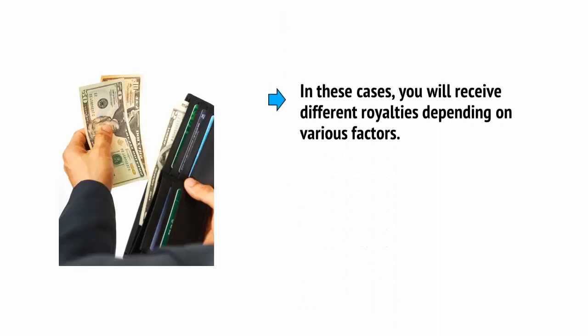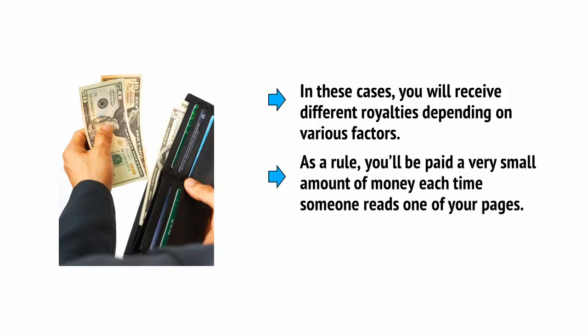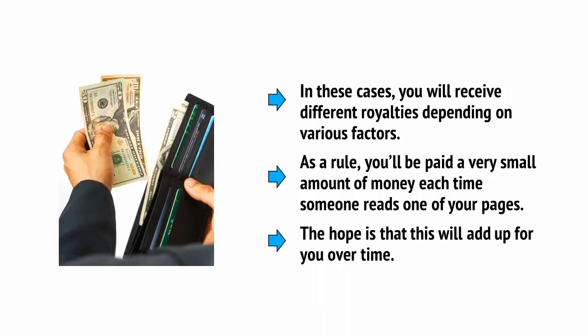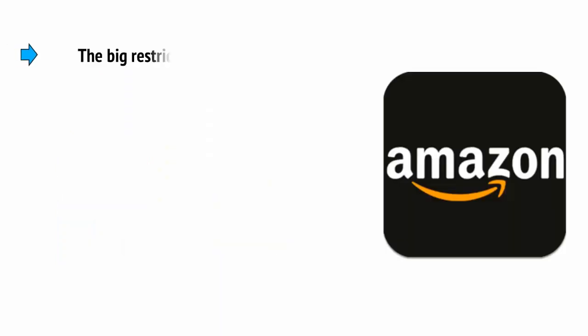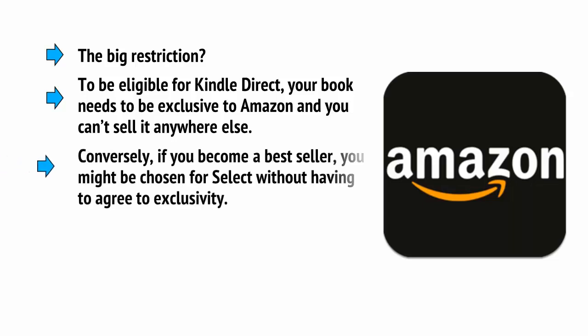In these cases, you will receive different royalties depending on various factors. As a rule, you'll be paid a very small amount of money each time someone reads one of your pages. The hope is that this will add up for you over time. The big restriction? Well, to be eligible for Kindle Select, your book needs to be exclusive to Amazon and you can't sell it anywhere else.